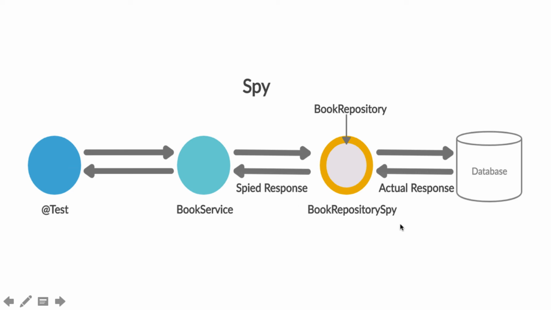So friends, here the BookRepository spy can work in two ways. Either we can call the external dependency to fetch something from the database, or instead of going to the external dependency, we can also mock that method and send a spied response. So with a spy, either we can mock the method which we are calling on the BookRepository, or we can also call the actual method which goes to the database and brings back the response.